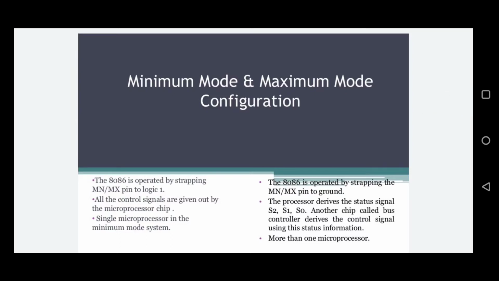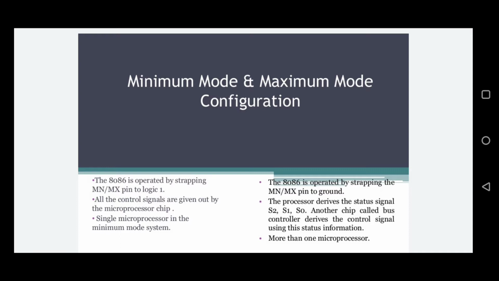Hi students, now I am going to present a topic on minimum mode and maximum mode configuration of 8086 microprocessor. First, we are going to discuss what is the difference between minimum mode and maximum mode configuration.